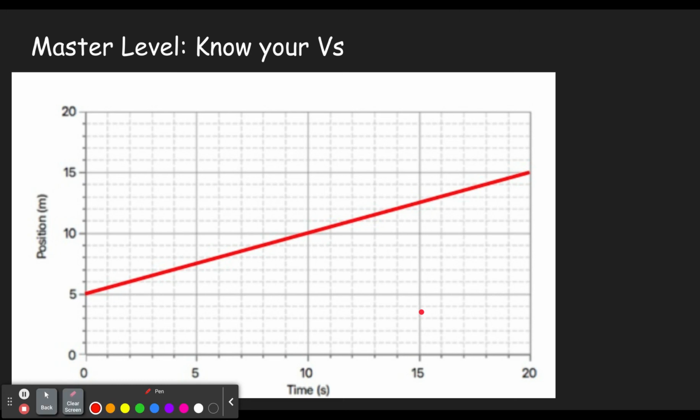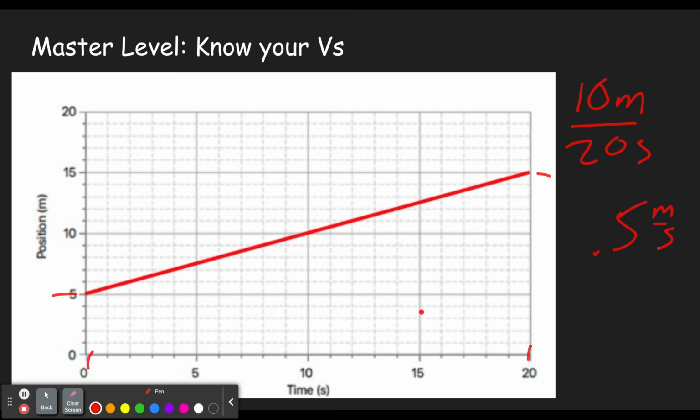So how far did we go? Well, we ended up at 15. We started at 5. 15 minus 5 is 10 meters. How much time did that take? 20 minus 0 is 20 seconds. And so we'd plug in 0.5, and the units are already written for you, meters per second. Okay, that's how fast this is going. And that's what you do in the master level.